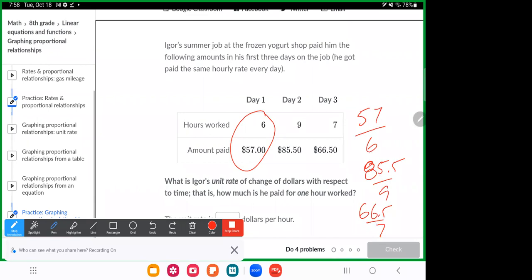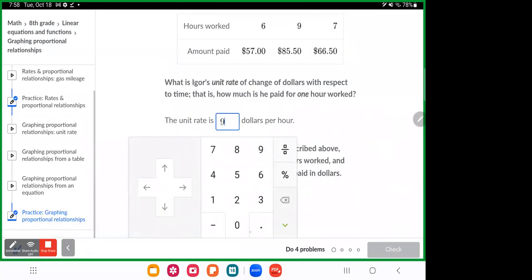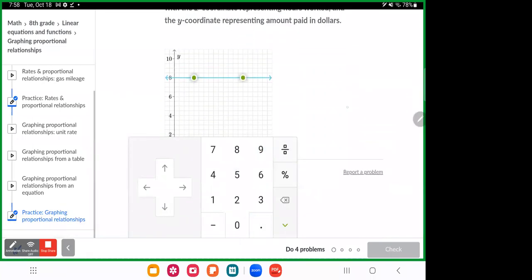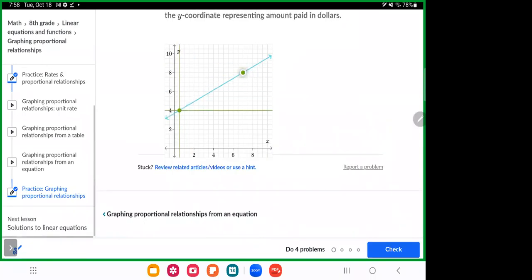Off the top of my head, I'm not remembering what that is, so we're just gonna get out the old calculator. 57 divided by 6 is 9.5. So let's write that one down. 9.5, and then we can just graph it. Now it's a proportional relationship, so it goes through 0. And we know it's 6, 9.5. So we can put that right here. Oops. That's 6, 9.5 there.